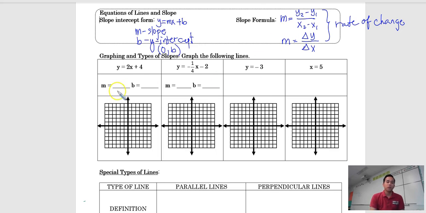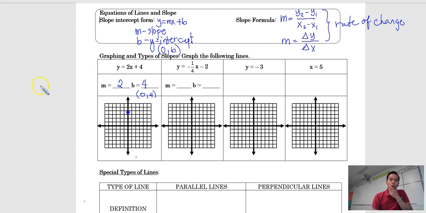So graph the following lines. First, identify your slope. In this equation, we have y = 2x + 4. The slope here is 2, while the y-intercept is at (0, 4), or the value of b is 4. So I'm going to graph this equation. First, I have to graph your y-intercept. Again, when x is 0, the value of y is 4, which is the b. So 0, 1, 2, 3, 4. So this is the point here.